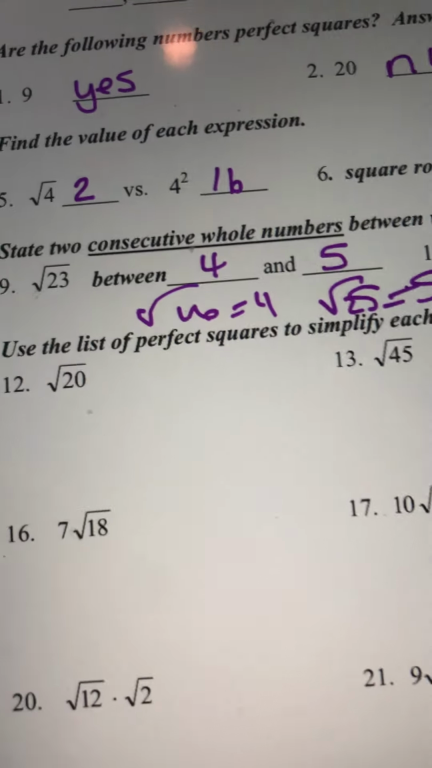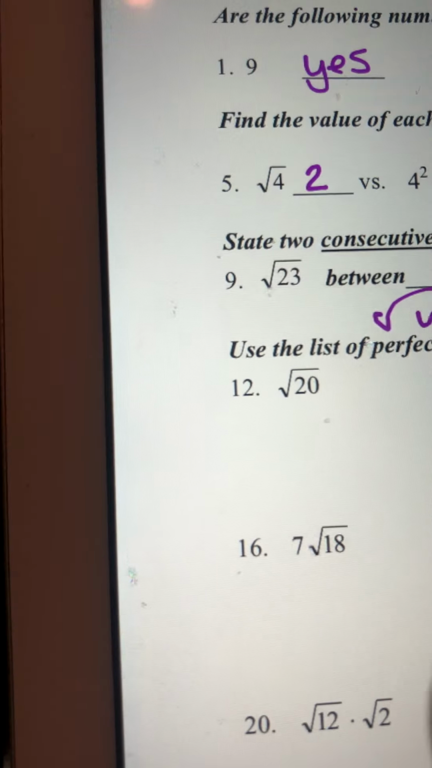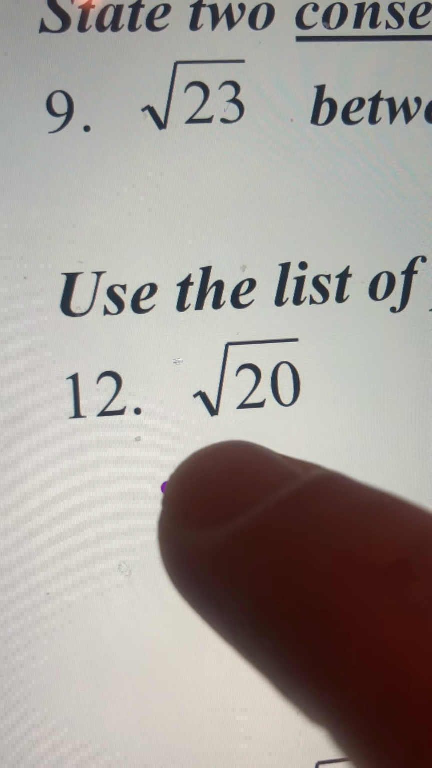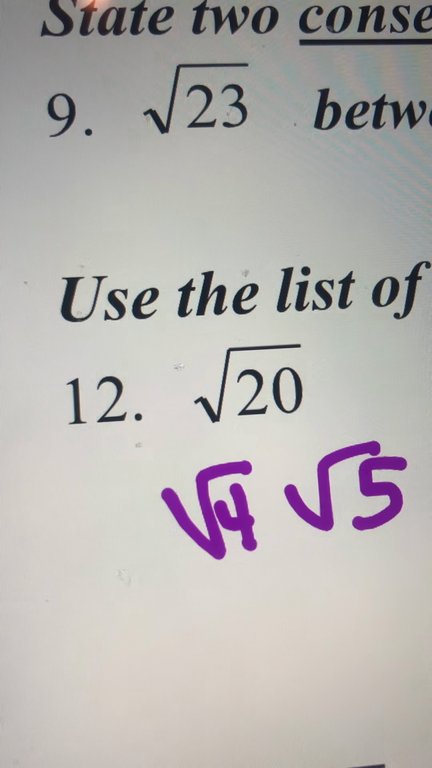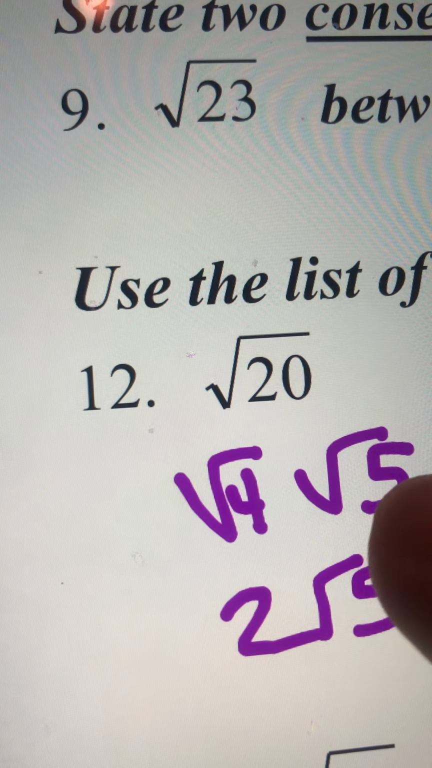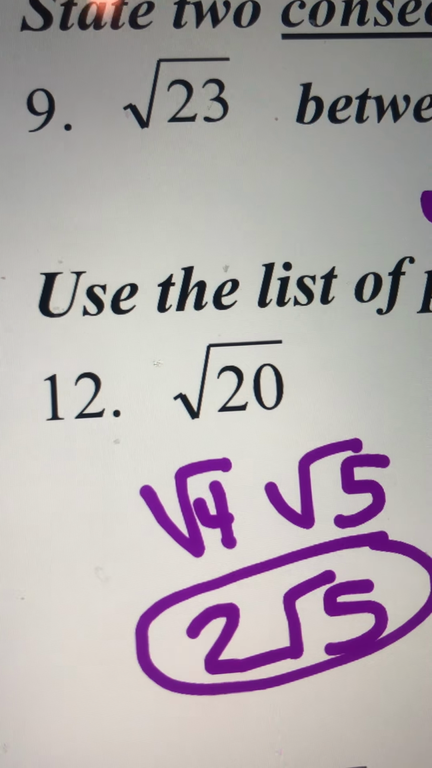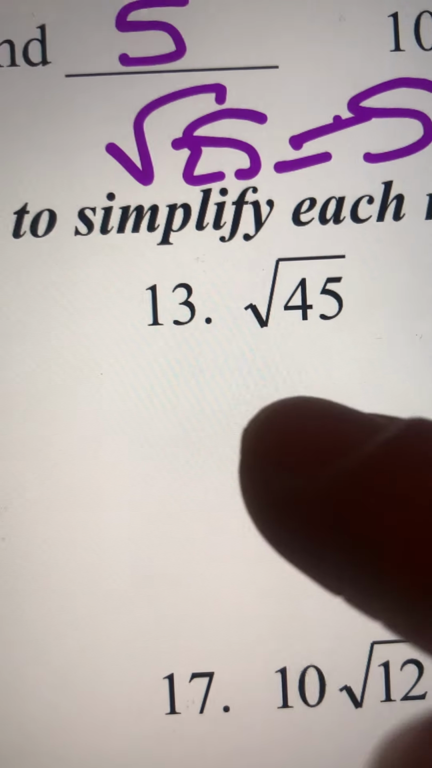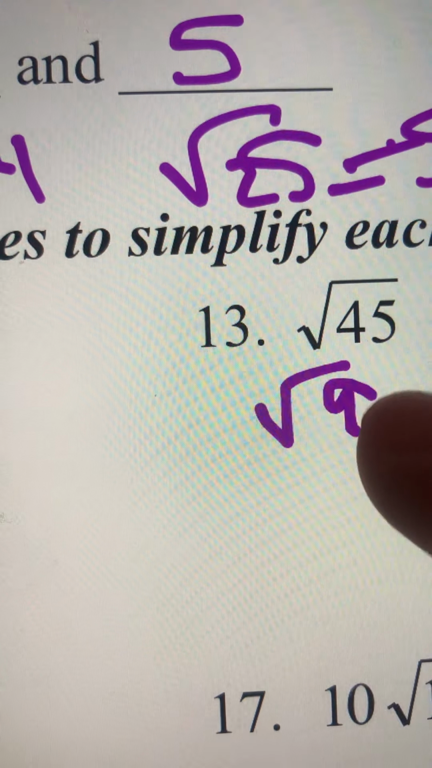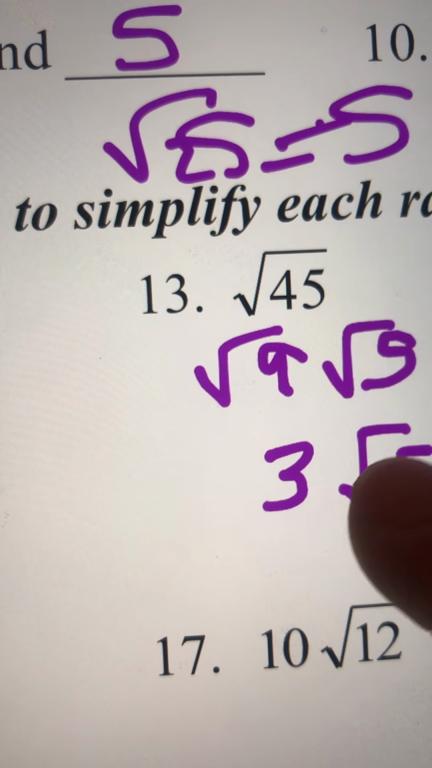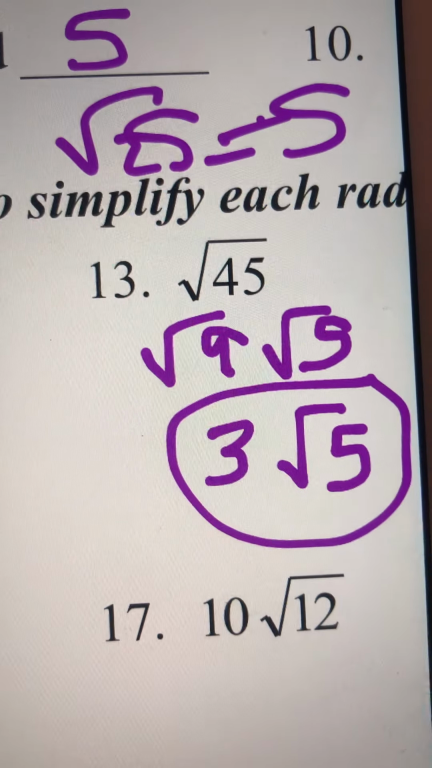Here we're not going to use any calculator, no decimal answers. We're simplifying each square root. So you're separating it into one you can do and one you can't do. So I can do the square root of 4 is 2, but I don't know the square root of 5. So it's 2 root 5. The square root of 45 is the square root of 9 times the square root of 5. And you'd want to show this work. The square root of 9 is 3, and the square root of 5, I don't know.